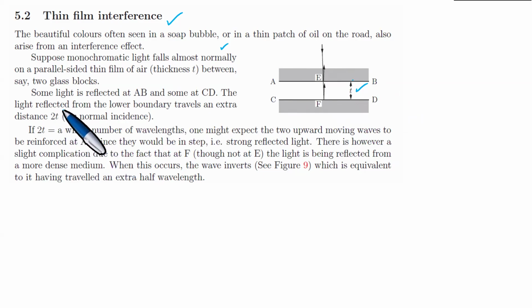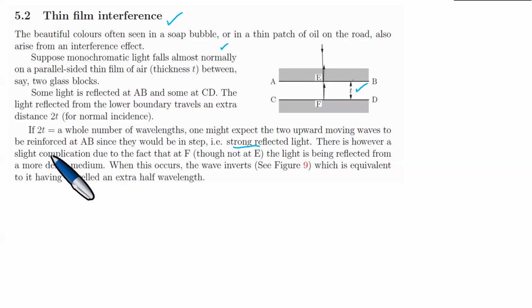The light reflected from the lower boundary travels an extra distance for normal incidence. It travels a distance T down, and then another distance T back, so it travels a distance 2T. If 2T is a whole number of wavelengths, one might expect the two upward moving waves to be reinforced at AB, since they would be in phase, that is, stronger reflected light.